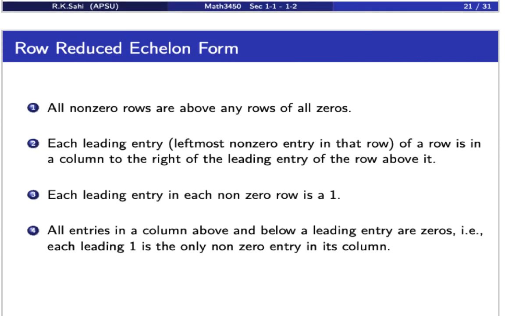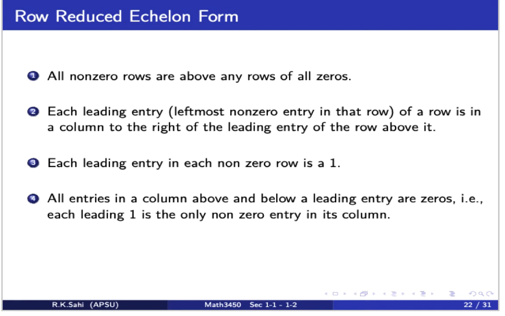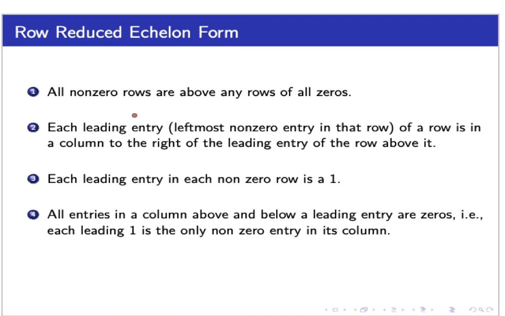What are the requirements for a matrix to be in a row-reduced echelon form? That all the non-zero rows are above any rows of zeros. Every leading entry of a row is in a column to the right of the leading entry of the row above it. Now these two are basically talking of the echelon form, guys. And every leading entry in a non-zero row is 1. And all the entries in the column which has the leading entry, above and below, are 0.